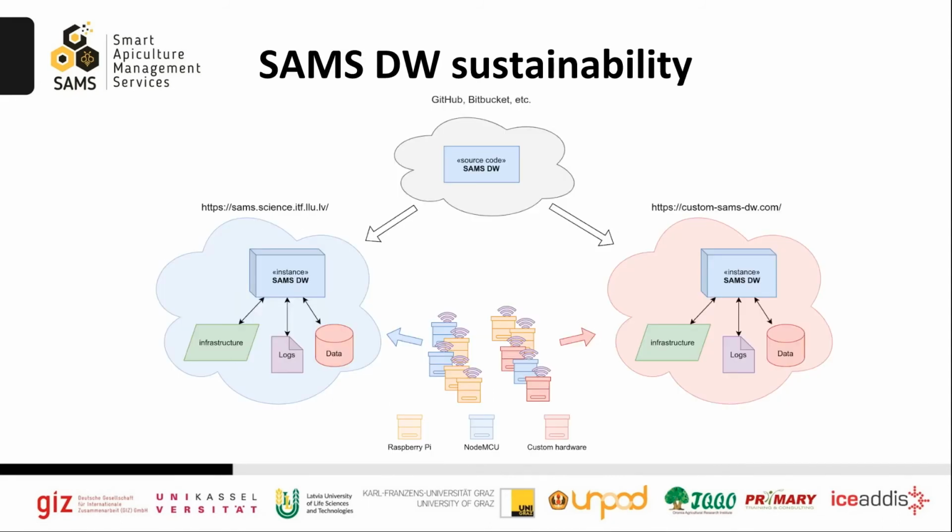Speaking about data warehouse sustainability, we host our data warehouse on our own infrastructure and we are managing it, but the source code of the data warehouse is open and it can be used by other parties to run their own instance of the data warehouse on their own infrastructure and with their own special needs. For example, with the need to support custom hardware configuration, or maybe custom infrastructure and maybe custom models and etc. So in that sense, data warehouse can be adapted to the local needs of particular service providers.